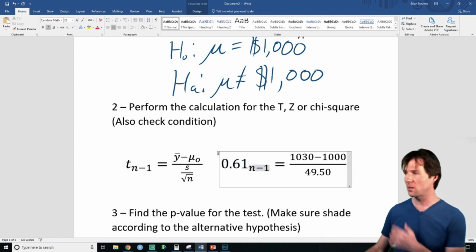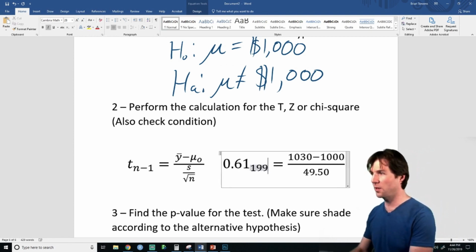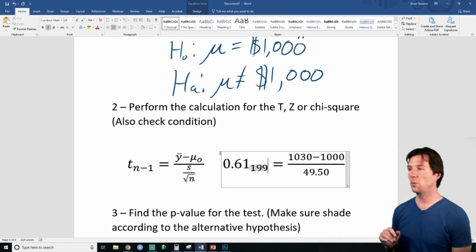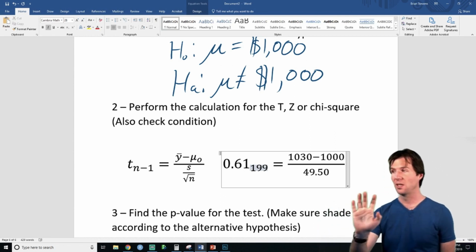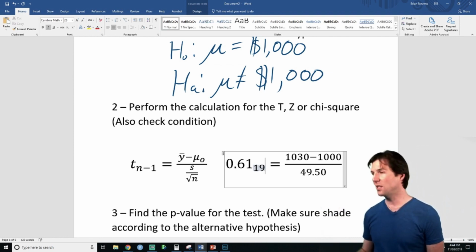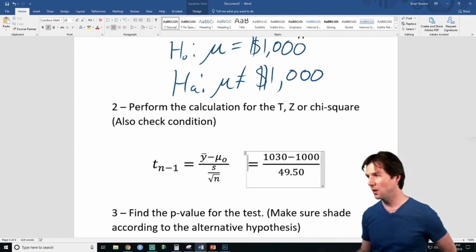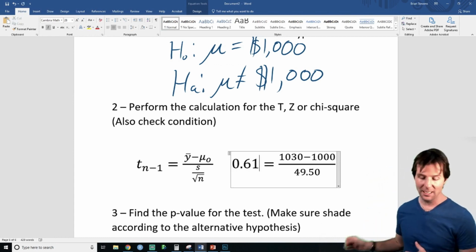That's what I said it would be, and what is this n-1? Those are the degrees of freedom. So let's add in the degrees of freedom here. That is a t-statistic with 199 degrees of freedom. That is a subscript. Do not multiply those numbers. Stop. Don't multiply those numbers. That is a subscript, and you might just delete that off now so there's no confusion. So it is equal to 0.61, but there are 199 degrees of freedom.